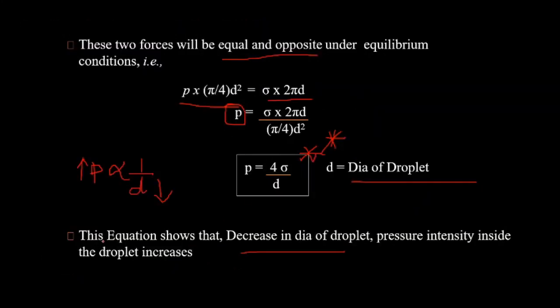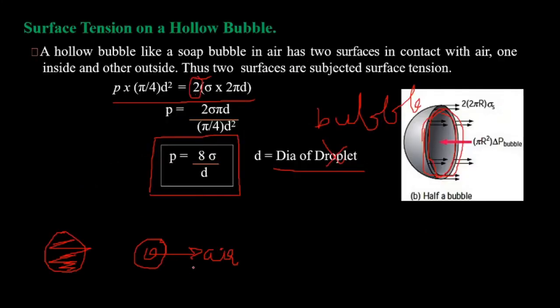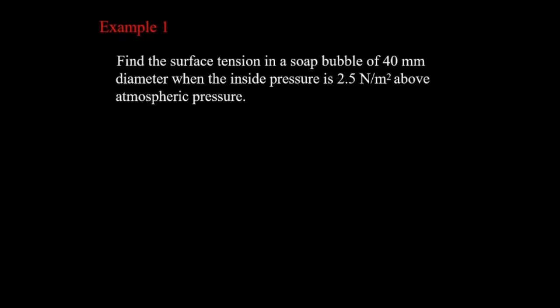So whenever they ask us to find the pressure inside a droplet, we have to use this equation. Whenever they ask to find the pressure inside a bubble, we have to use this formula, that is p is equal to 8 sigma by d. So this was about the surface tension of the liquid droplet and hollow bubble. Next we shall see some examples.